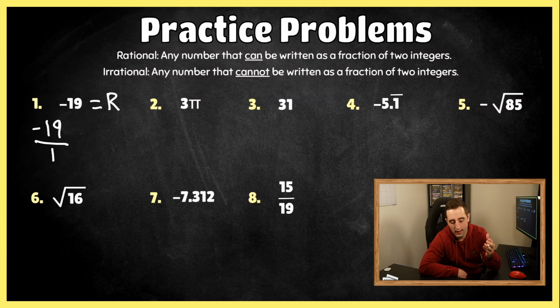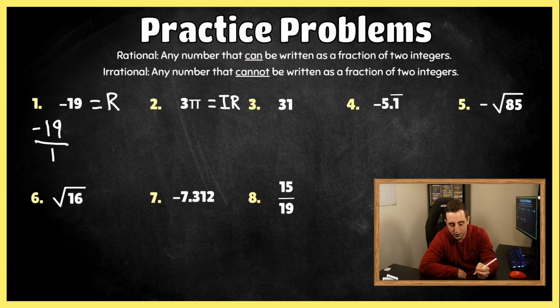So hopefully you're 1 for 1. And now let's go ahead and take a look at number 2. We have 3 pi. I instantaneously see pi and know it's irrational. So number 2 is 1000% irrational. There's no way you're going to be able to write that as a fraction of two integers.